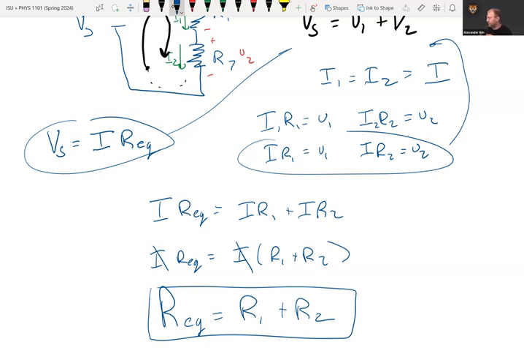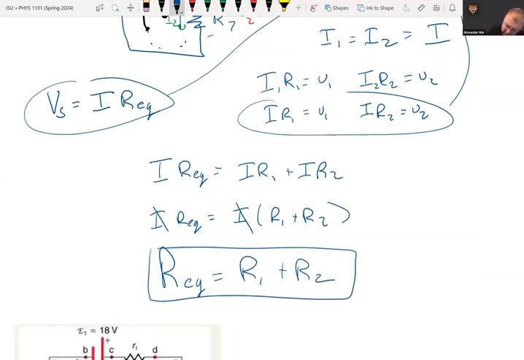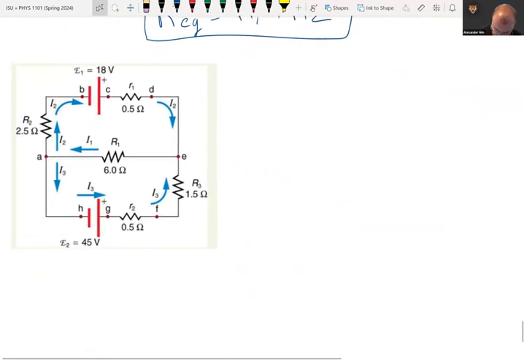So, and how you can use these rules. So I'm going to do that. So here's our example circuit right here.